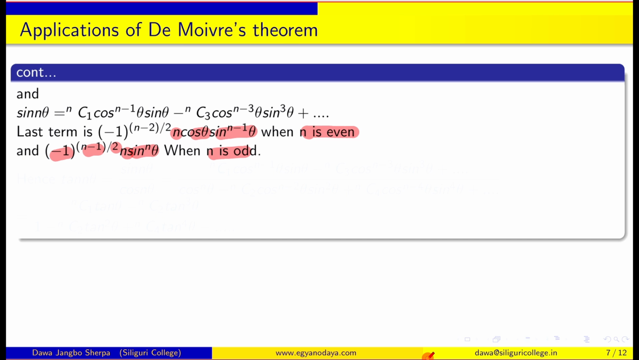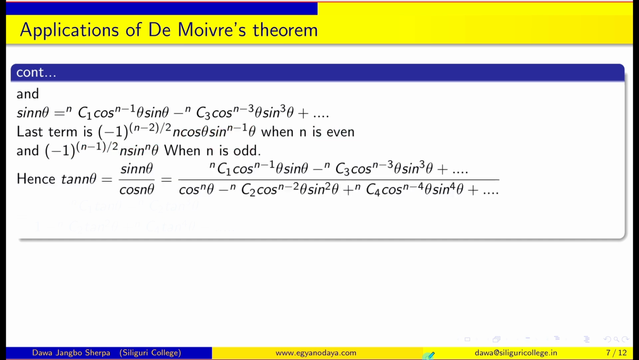Now we can find the value of tan nθ. tan nθ can be written as sin nθ by cos nθ, and we know the value of sin nθ is this much and cos nθ is this much. So we have just derived this series, and dividing numerator and denominator by cos^n θ, we'll get (nC1 tan θ minus nC3 tan^3 θ) divided by (1 minus nC2 tan^2 θ plus nC4 tan^4 θ). So this is the expansion of tan nθ.